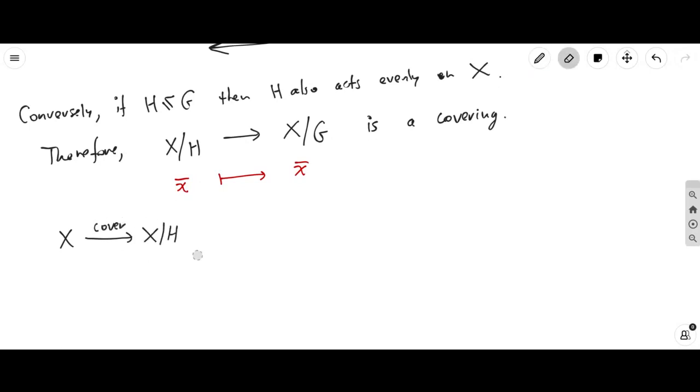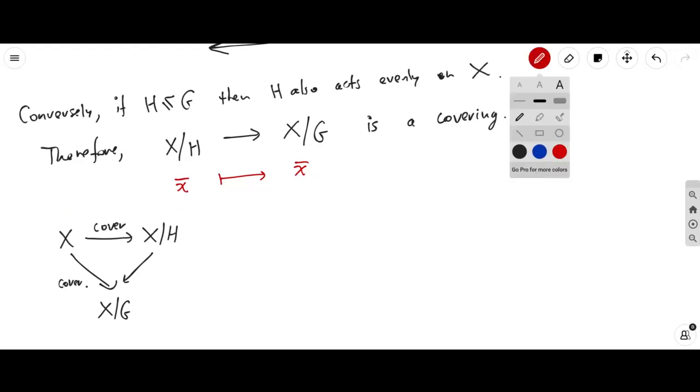So this is a covering because H acts evenly on X. So the map from the simply connected space to the quotient is a covering. Then you have a covering like this. That's a covering. And now you have this. You have a mapping. This diagram commutes because quite simply X gets mapped to X bar, and this X gets mapped to X bar. These are just X mod H, X mod G.